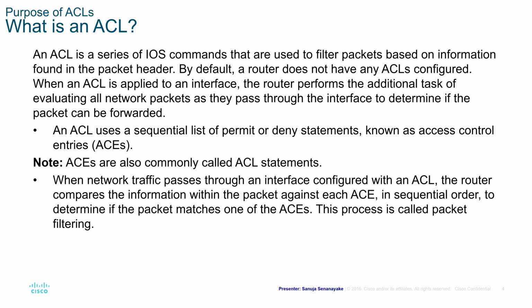An ACL uses a sequential list of permit or deny statements known as access control entries, also known as ACEs. ACEs are commonly, however, called ACL statements in the industry. So when network traffic passes through an interface configured with an ACL, the router compares the information within the packet against each ACE in sequential order to determine if the packet matches one of the ACEs. This process is called packet filtering.